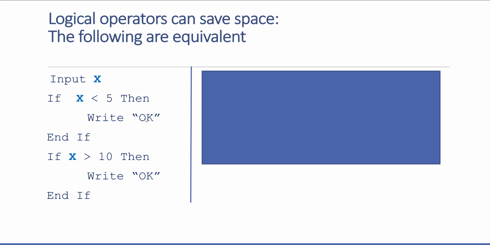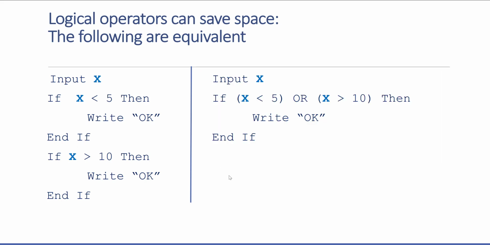So you're saying, if we say this out loud in English, if x is less than 5 or x is greater than 10, then write OK. Does that make sense? But what's kind of clunky is the fact that we have two different if statements to basically do the same thing. So let's look at what else we can do.